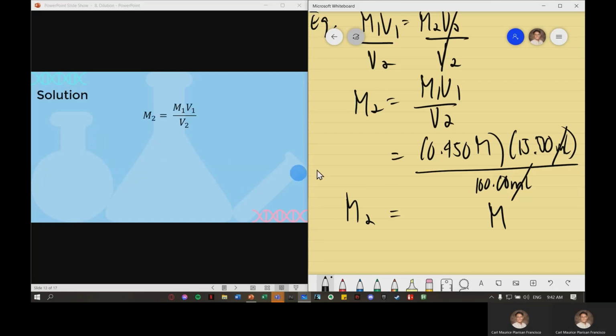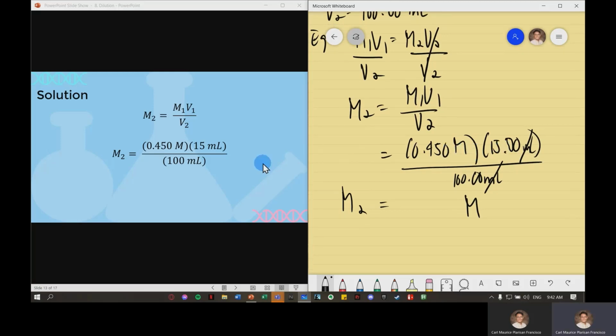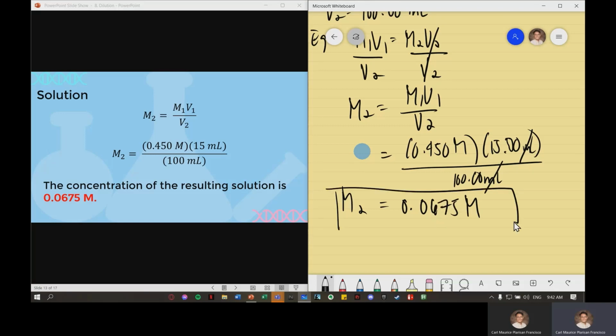Okay. So I have the same solution as that of the PowerPoint, the same substitution, and inputting this in the calculator, we shall have 0.0675 molar. Again, I have the same derived equation, the same substitution, and when we input this in the calculator, we shall have 0.0675 molar concentration. The concentration of the resulting solution will be 0.0675 molar.